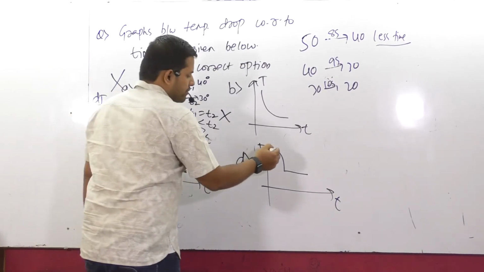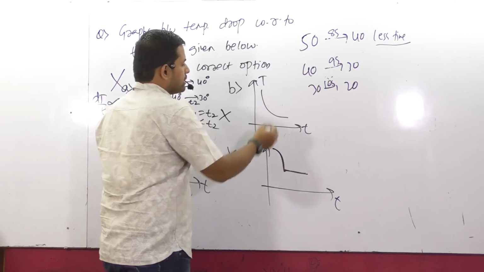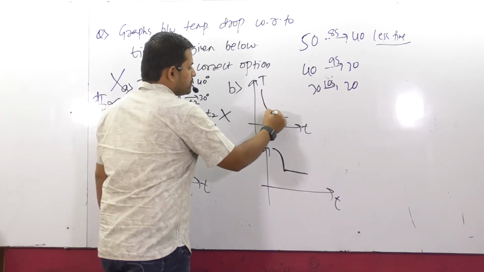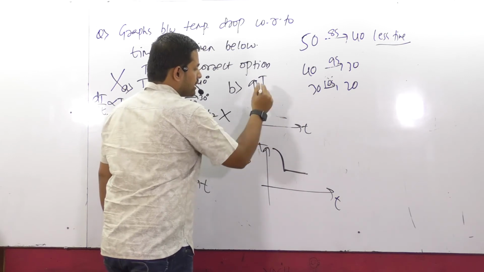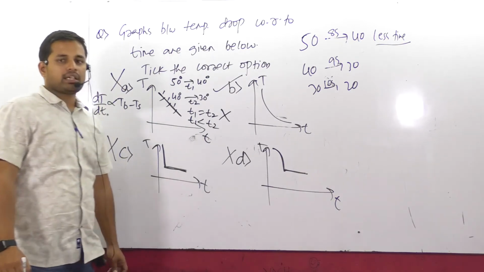And look at this graph. They are saying initially it will happen like this and then constant. This is also wrong. But look at this. Gradually it is changing like that. You can draw this graph like this also, no issue. Gradually it is changing. So that's why it becomes the correct option.